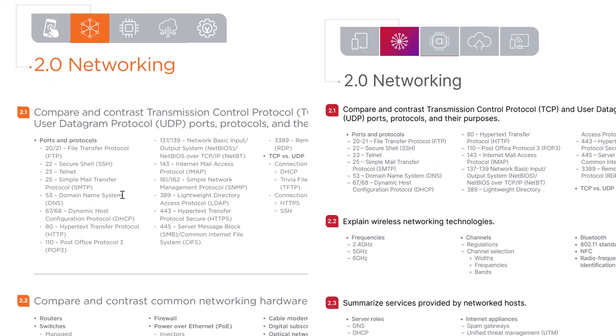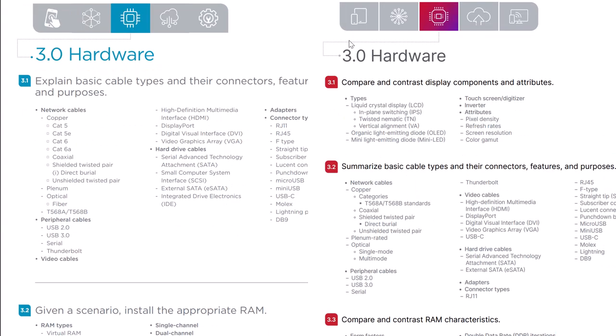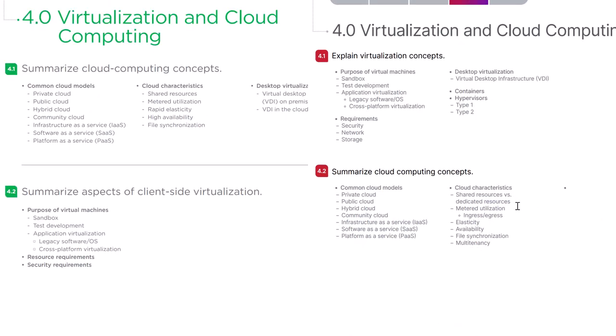Domain 2.0 essentially stayed the same. The only differences are some cosmetic changes with the names of the subobjectives and the order that the subobjectives are in. Domain 3.0 is pretty much the same. Some cosmetic changes with the names of the subobjectives and the order that the subobjectives are in. The main change is the addition of the subobjective discussing display components that was originally in Domain 1.0. Domain 4.0 generally stayed the same with the order of the subobjectives changing.